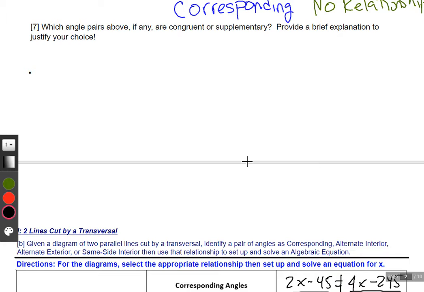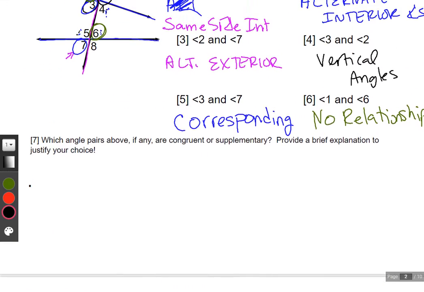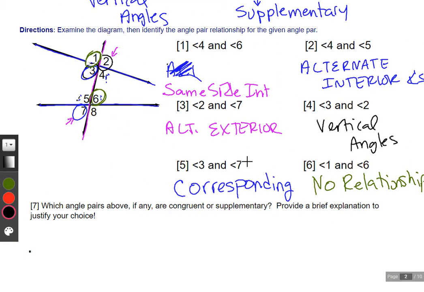Which angle pairs above, if any, are congruent or supplementary? Provide a brief explanation to justify your choice. Well, you're going to be tempted, maybe not, but somebody somewhere is going to be tempted to say that same side interior angles are supplementary, or alternate interior angles are congruent, or alternate exterior angles are congruent, corresponding angles are congruent. Okay? But the truth of the matter is that in this particular case, they are not. This is because of condition.